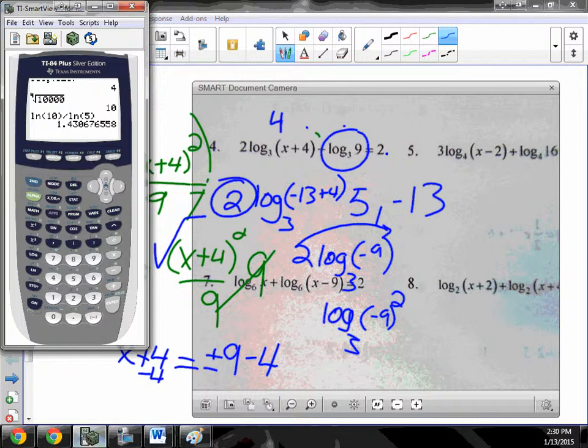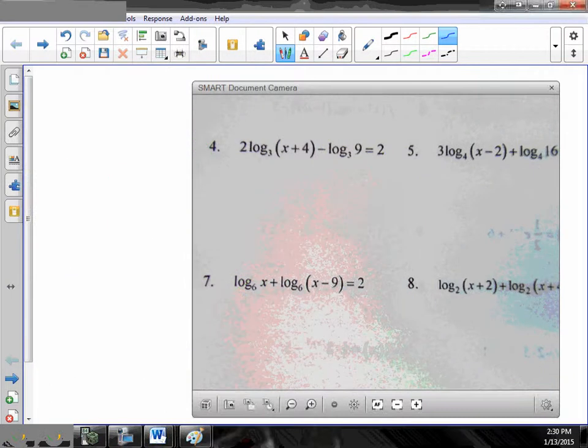Log base 3 of what is negative 9? There is no number that works. You cannot take the logarithm of negative numbers. So this one just happened to work because of that 2. But I don't think you're ever going to run into one that doesn't, so don't worry about it. But just plug them in to see if they work.